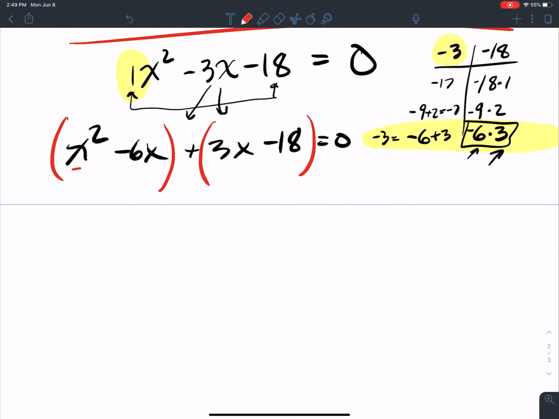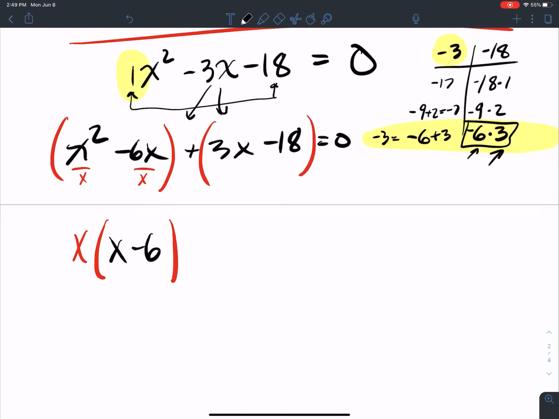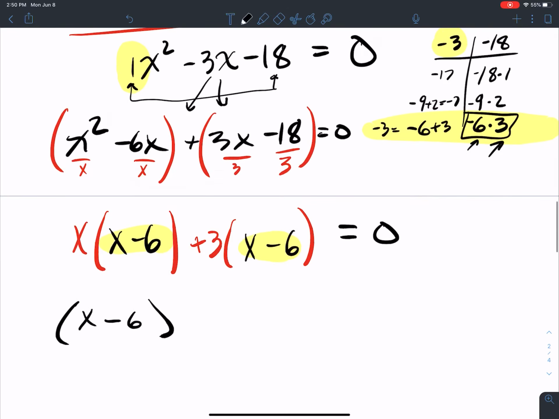Okay. Factor out an x from both pieces. I got x minus 6. Over here, if I factor 3 out, I get plus 3. And then, once again, x minus 6. Bingo. This is good for us because those match, right? So I have x minus 6 multiplied by x plus 3, and this is equal to 0.